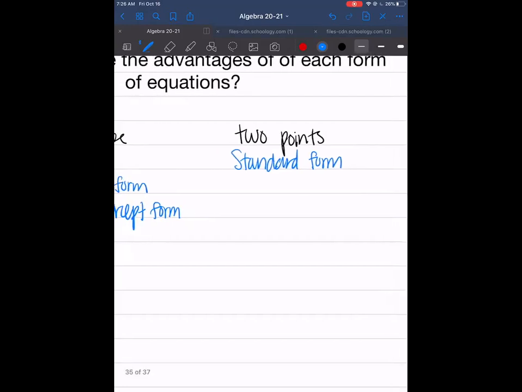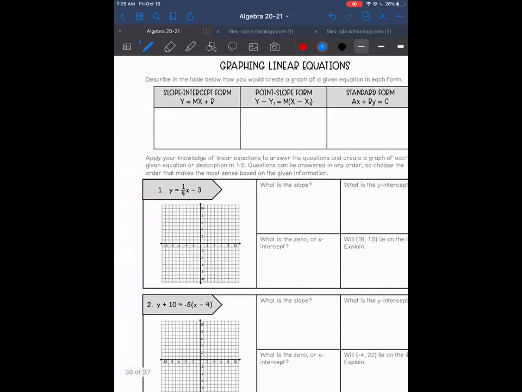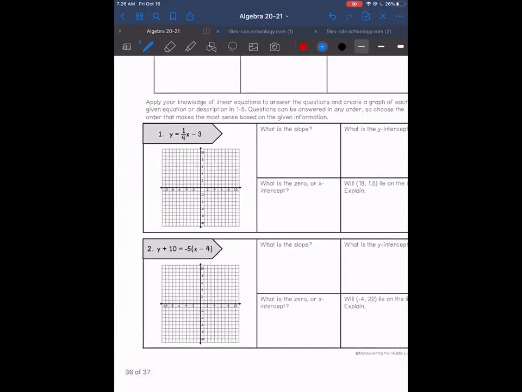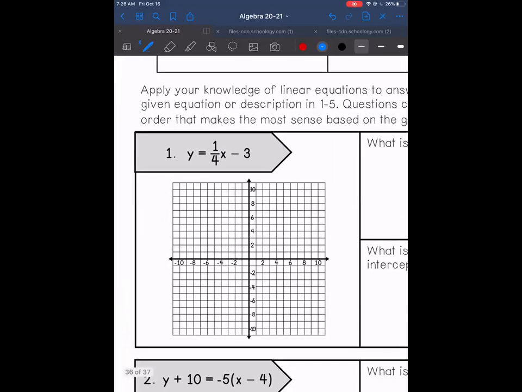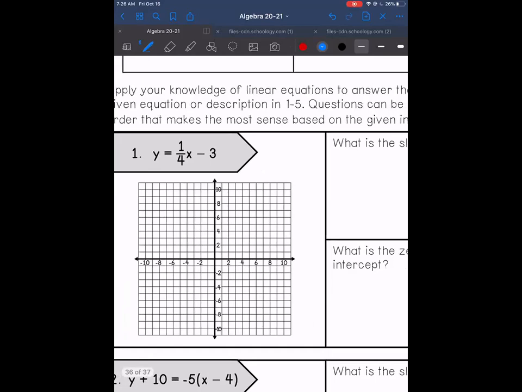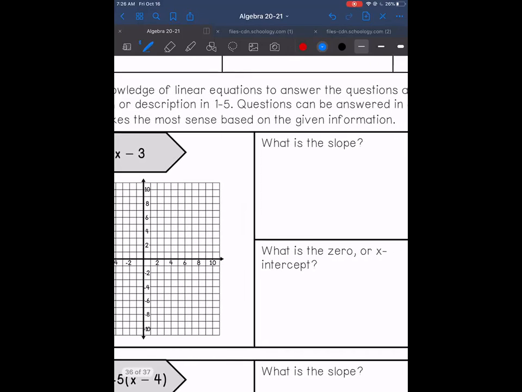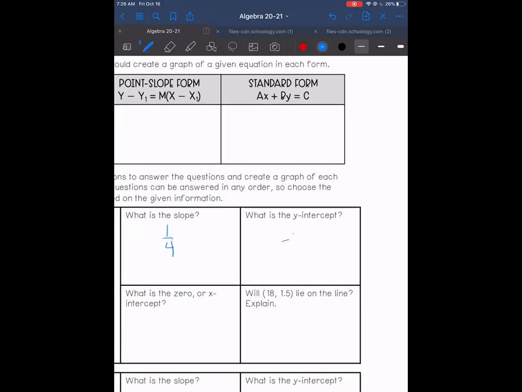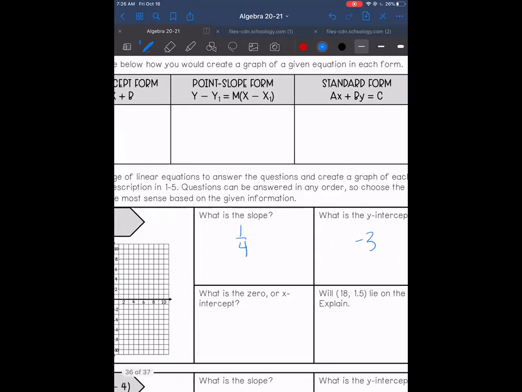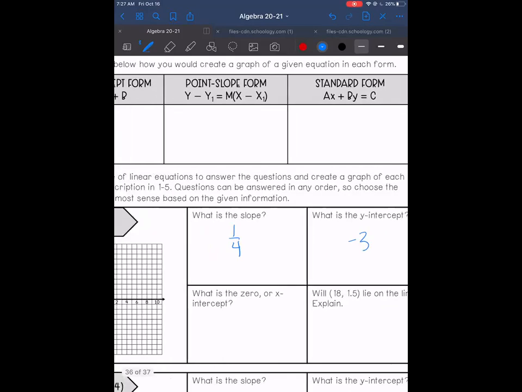So I want to go over some of the practice problems with you. I'm not going to go through all of it, I'm just going to talk about how we can use the different forms. On the slope intercept form, like number 1, remember we're given a slope and we're given the intercept. So our slope is 1/4. The y-intercept is -3. We don't know what the x-intercept is yet. We have to graph them.